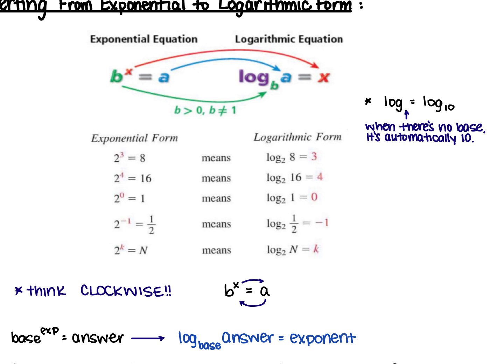With any of these, if you see on the top-ish right-hand side here, you have log is equal to log 10. When there is no base, it's automatically assumed that the base is 10. So when there's not a base there, you're going to plug in a 10 for that little subscript number and treat it as the base.